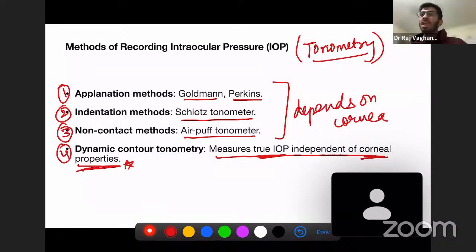So this was about the practical aspects, the first part of practical ophthalmology. Tomorrow we are going to discuss practical ophthalmology part 2, and we will discuss the remaining topics of these practical aspects. Okay, so what is the summary of the key points?